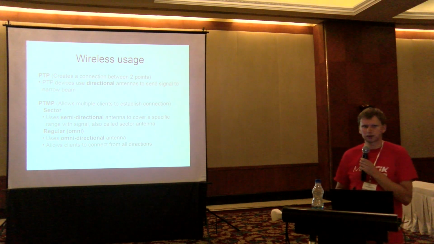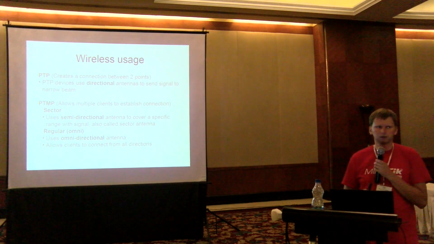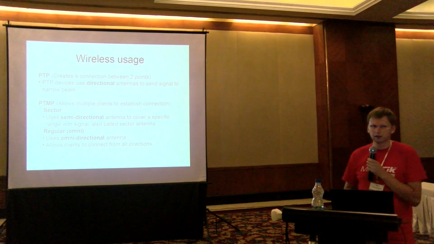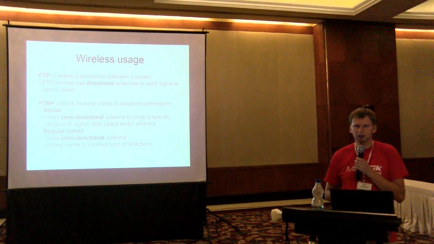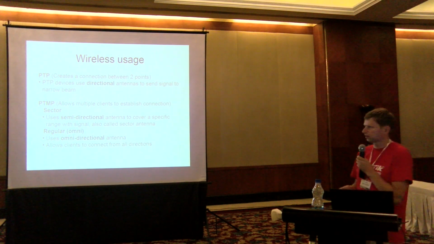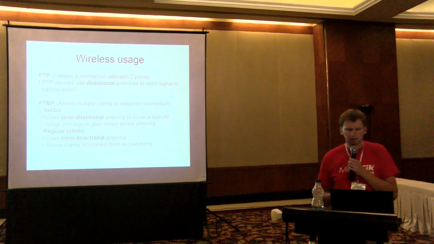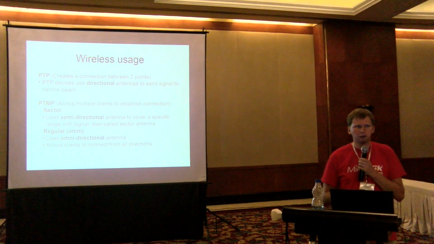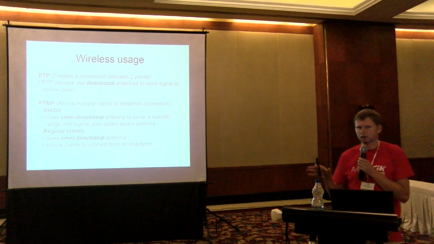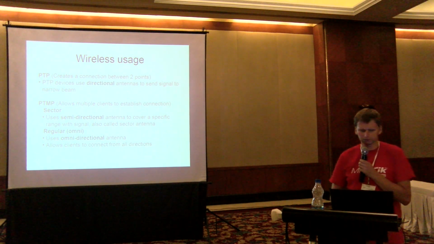And usually, for such a purpose, you use directional antennas to send the signal in a narrow beam, so you get a very good signal. Point-to-multipoint is usually if you are a wireless provider and you want to connect a lot of clients or CPEs to your access point. And there could be sector or regular omni. Depending on your locations or your requirements, you can use a sector antenna, which covers a small area, or you can use a regular omni antenna, which covers the whole 360 degrees.